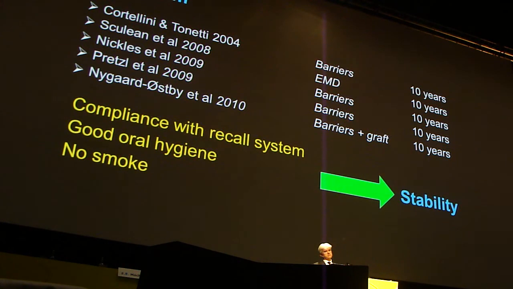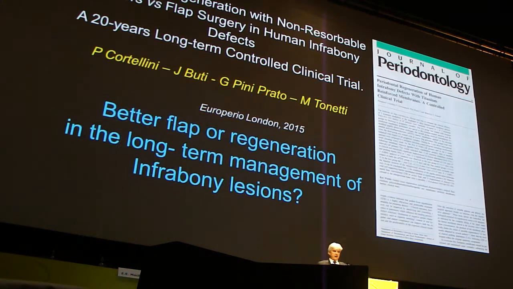Patients who do smoke, do not clean well, and do not comply with the recall system, lose attachment either in the regenerated site or in the rest of the mouth. So the matter is not the regenerated site, it's the condition of the mouth. And now I want to show you preliminary data on the longest controlled clinical trial ever published in periodontal regeneration, and this is coming now in publication next year.